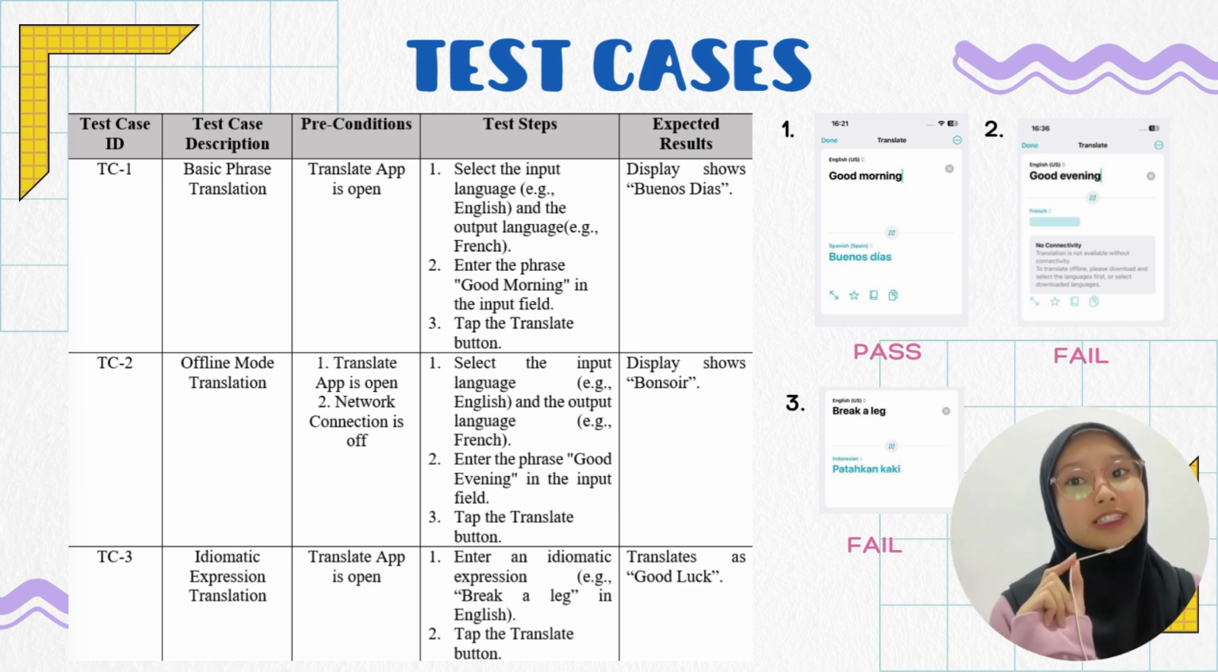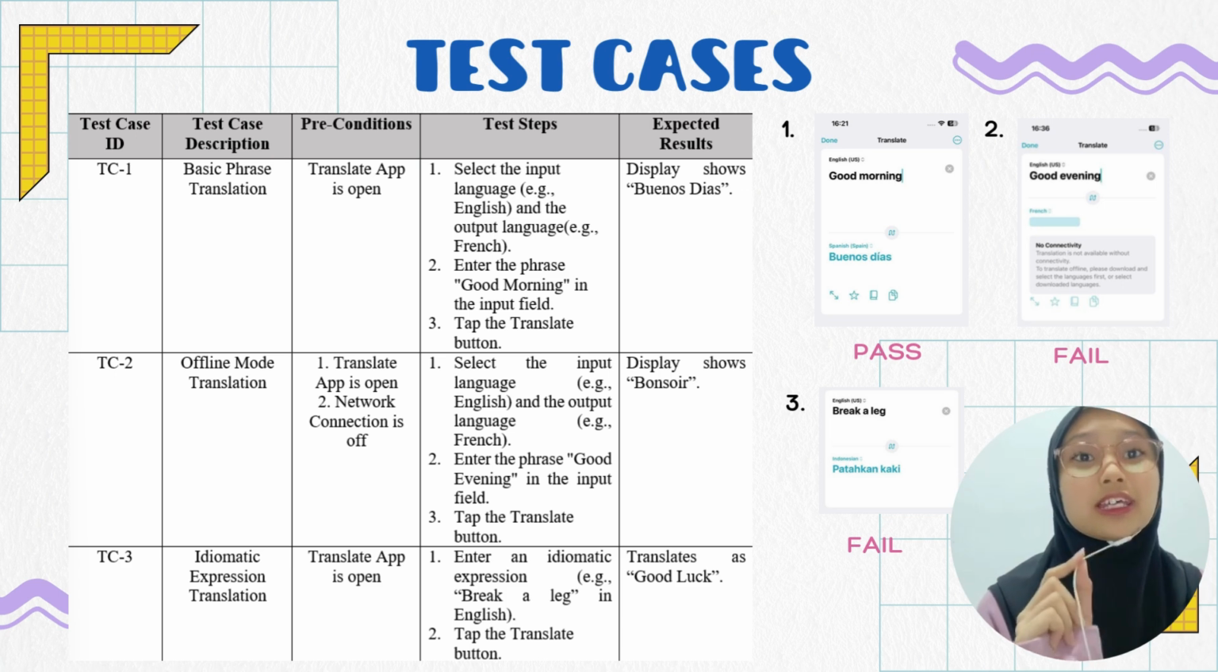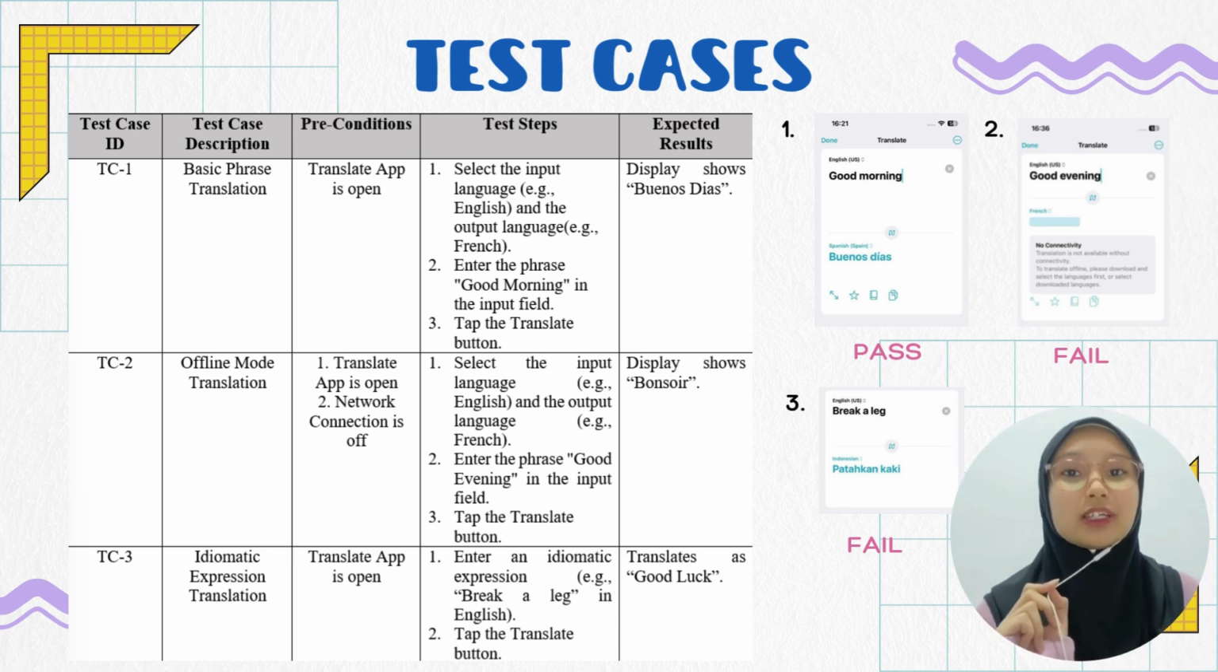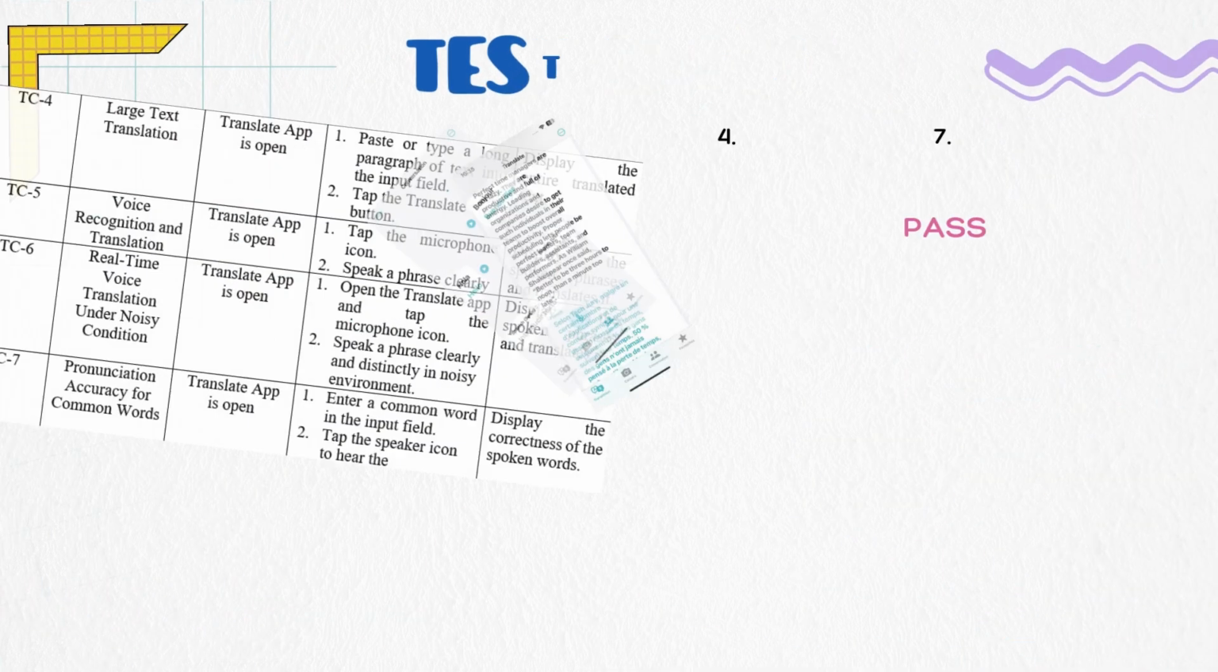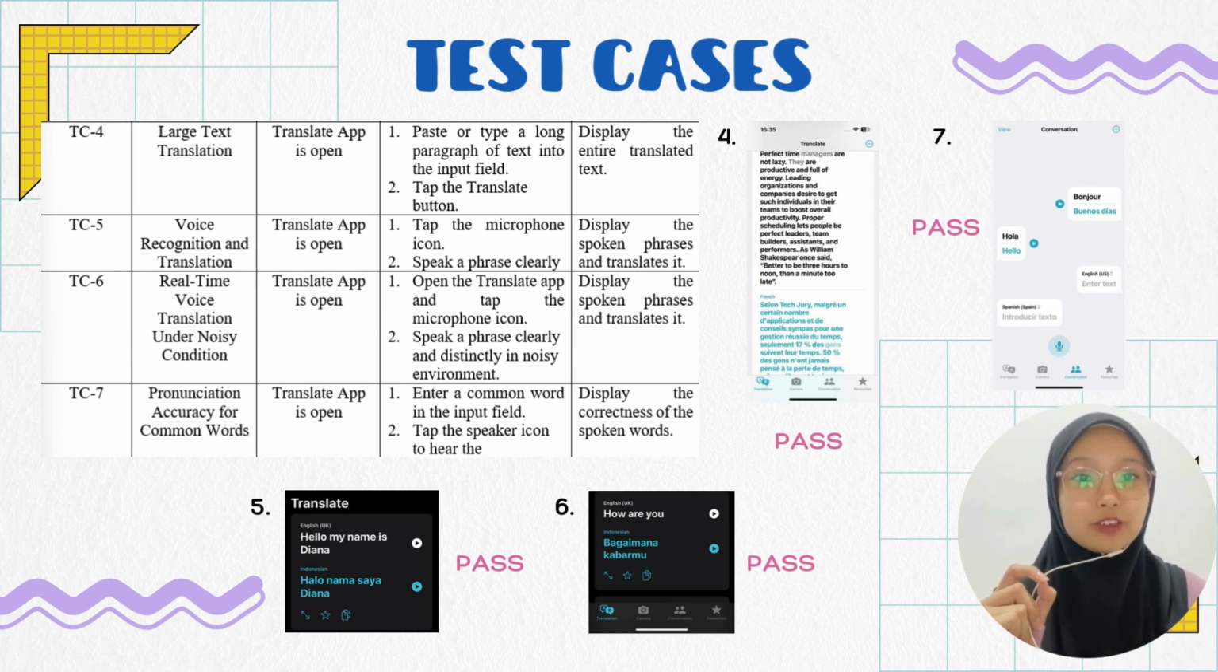For test case 3, we used idiomatic expression translation, and this also failed. It's not showing what we wanted. We are supposed to get a good luck translation, but it gave patahkan kaki in Bahasa. Test cases 4, 5, 6, and 7 all show a pass result, as we expected.